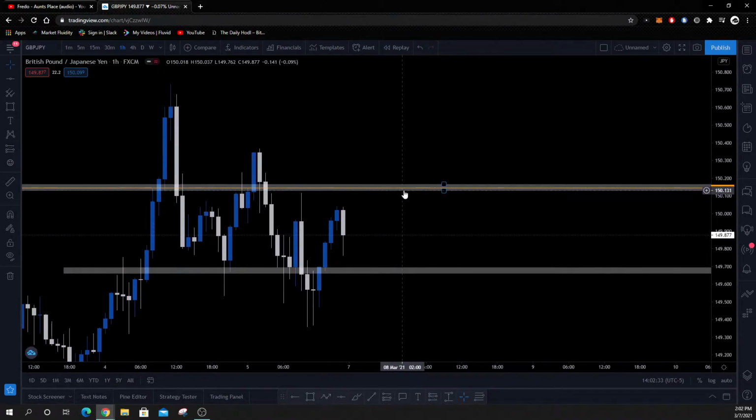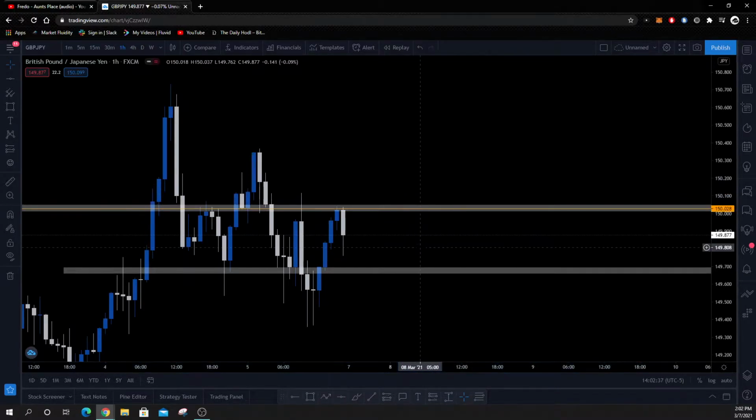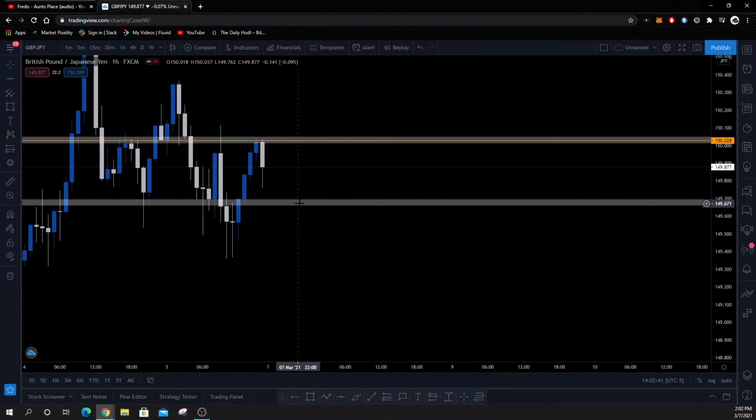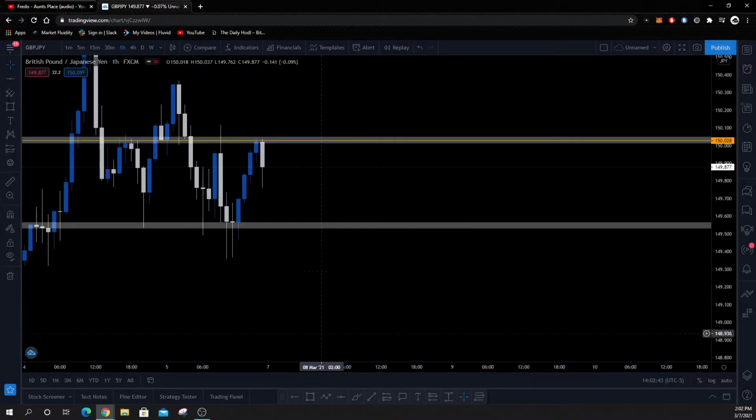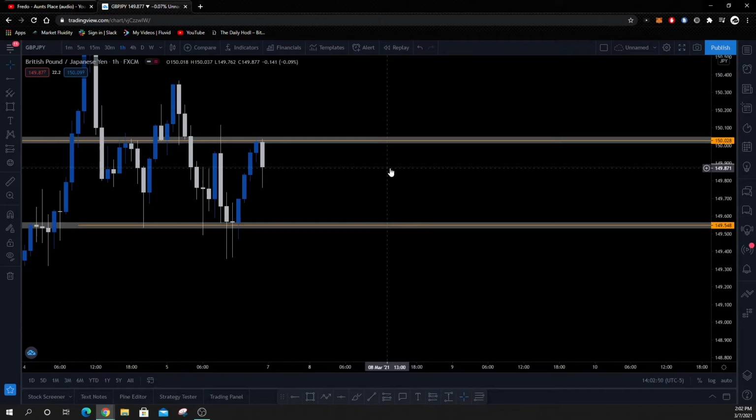So our current resistance is going to be here, around 150.020 or 150.030, and our support is going to be somewhere down here, around 149.550. This is an area of around 50 pips or so.